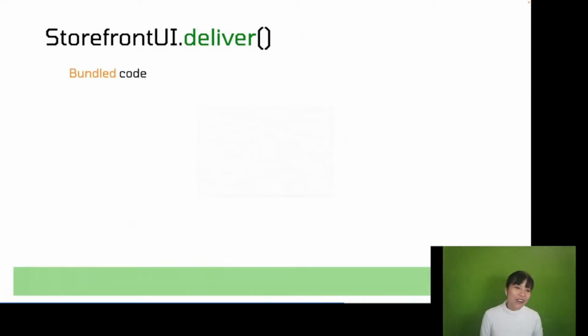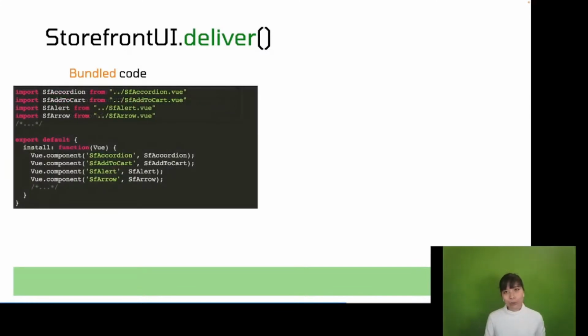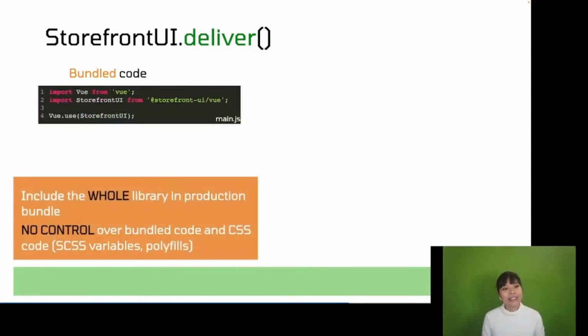Well, in general, we use the shipping bundle code, which is the classic way where we install the plugin with an install function, in a very long way. Every time we add a new component, we need to add to this file also. The problem with this is that it includes the whole library in the production bundle, which is costly, and we don't have any control over the bundle code or whatsoever.